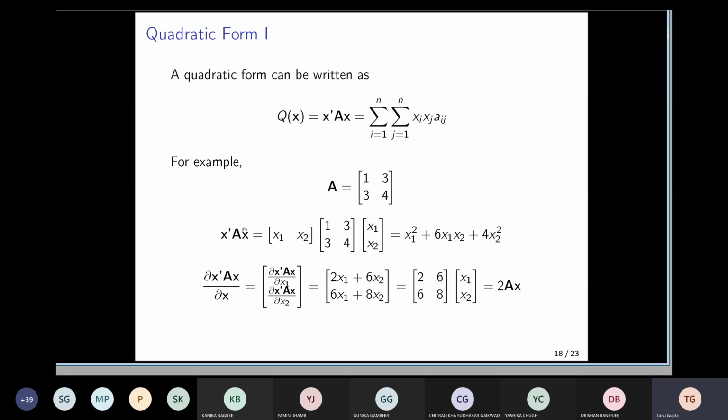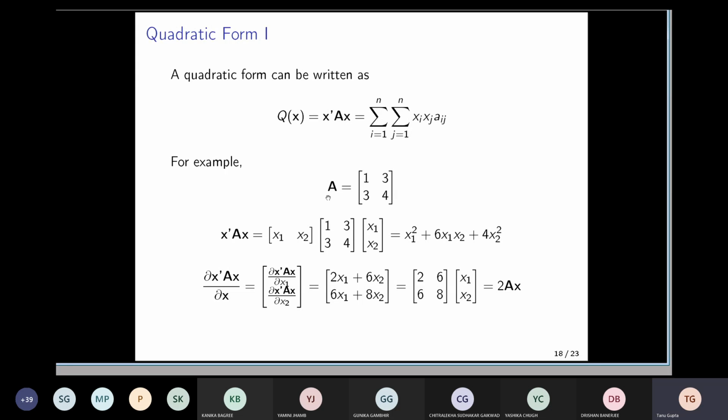quadratic, we are post multiplying it with vector x and pre multiplying with x prime. If it were just Ax, then it would be a linear system of equations. But since we are pre multiplying it with x prime, it becomes a quadratic form.